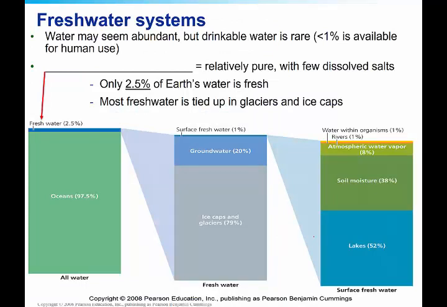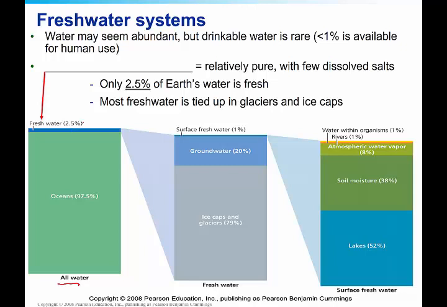So water might seem to be pretty abundant, but actually drinkable water, fresh water, is pretty rare. 75% of the earth is covered with water. So how can it be rare? Well, if we look over on the left-hand side of the slide, you'll see that this is showing all the water on Earth, and 97.5% of it is salt water found in the oceans. Only 2.5% of Earth's water is fresh water.